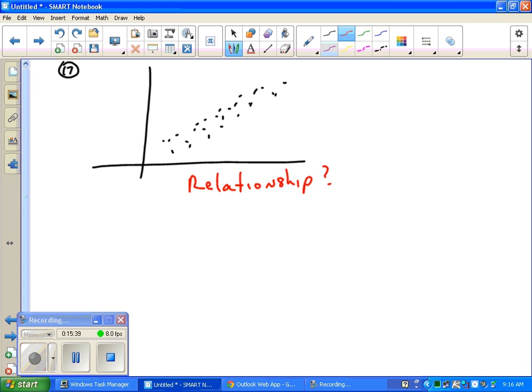17 says, what's the relationship of these numbers? They're relatively in a straight line, and it's going uphill, positive relationship.